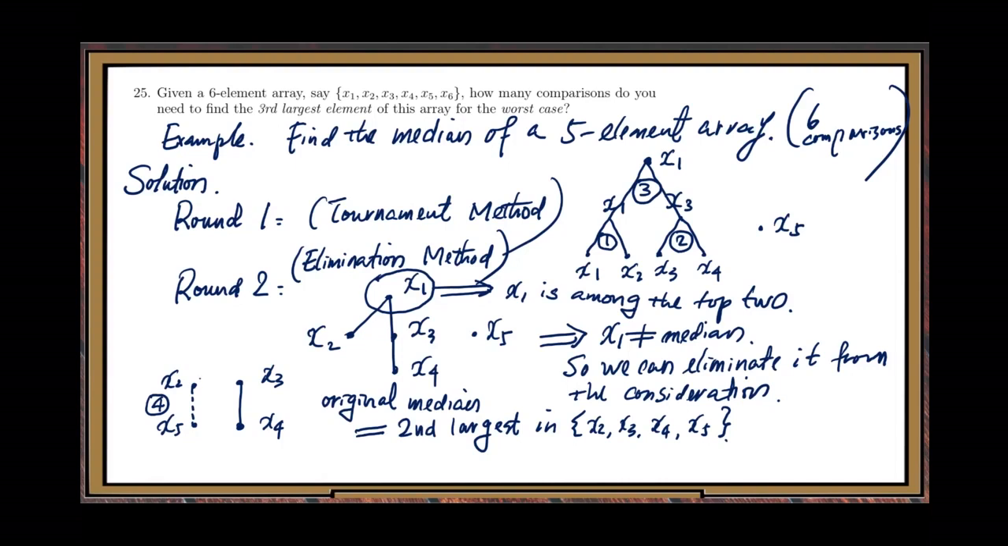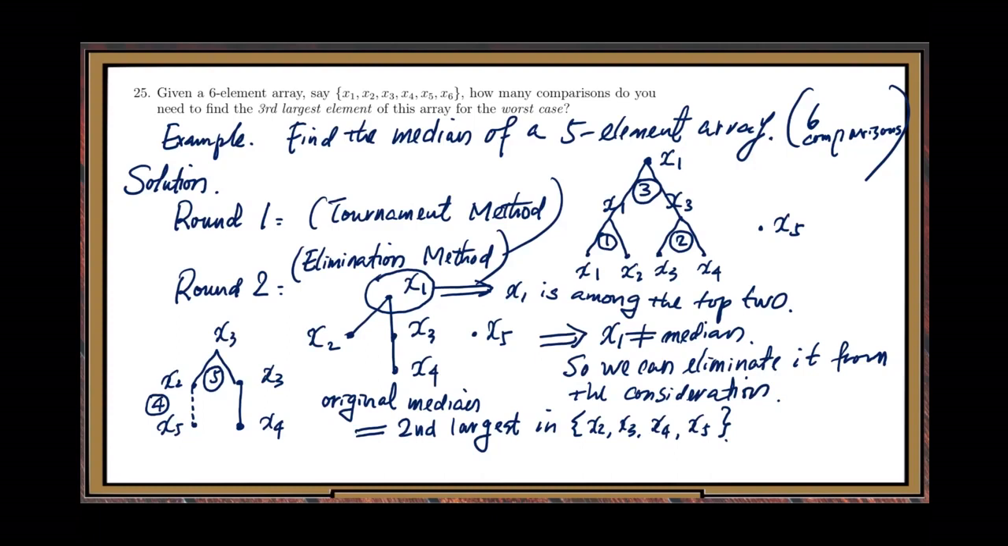Now, let's do comparison number 5. Compare x2 and x3. The larger one will be the largest of these 4 elements. Here we can assume x3 is larger without loss of generality, because the situation is completely symmetric. So x3 is largest.